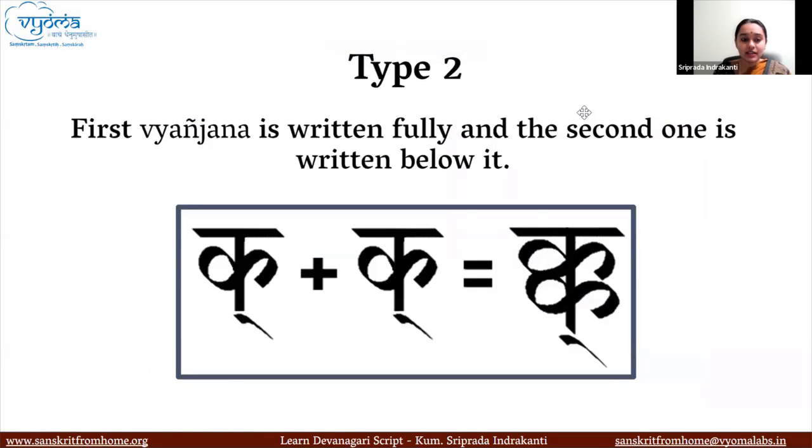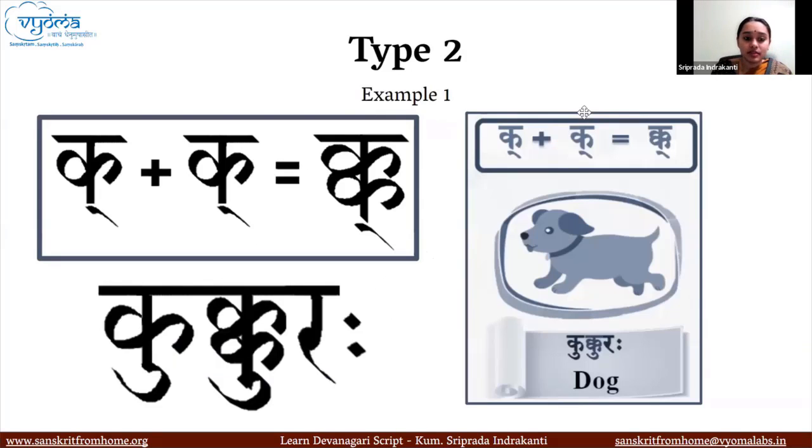Okay. So that is the second type, where the first Vyanjana is written fully and the second one is written below it. For example, we saw kukkuraha. So when writing kukkuraha, try to make the k smaller when you write the Samyuktaksharam. Both of them have to fit, and for it to look good and be at the same size as other letters, you have to write the k smaller. So they're stacked up on each other.